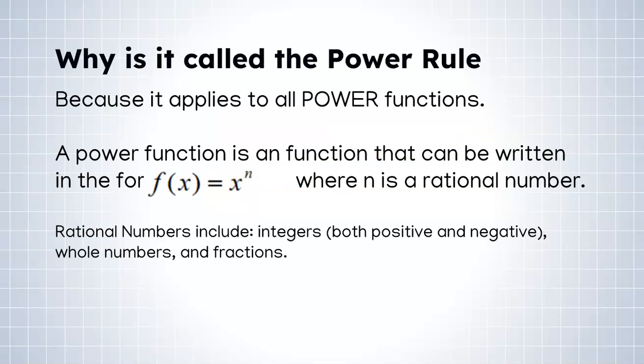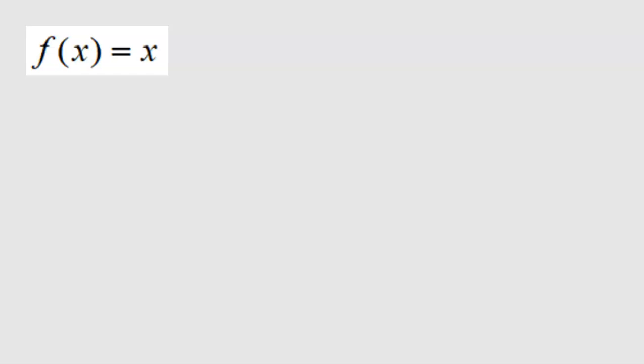It's really, really simple. Now, why is it called the power rule? Because it applies to all power functions. Any power function can use the power rule. So a power function is a function that can be written in the form f of x equals x to the n. Again, that's a power function. The only restriction is that n has to be a rational number. Now, rational numbers, don't forget, include both positives and negatives, whole numbers, and even fractions, right? They just can't be irrational. But as long as you're rational, that's a power function, and you can use the power rule.